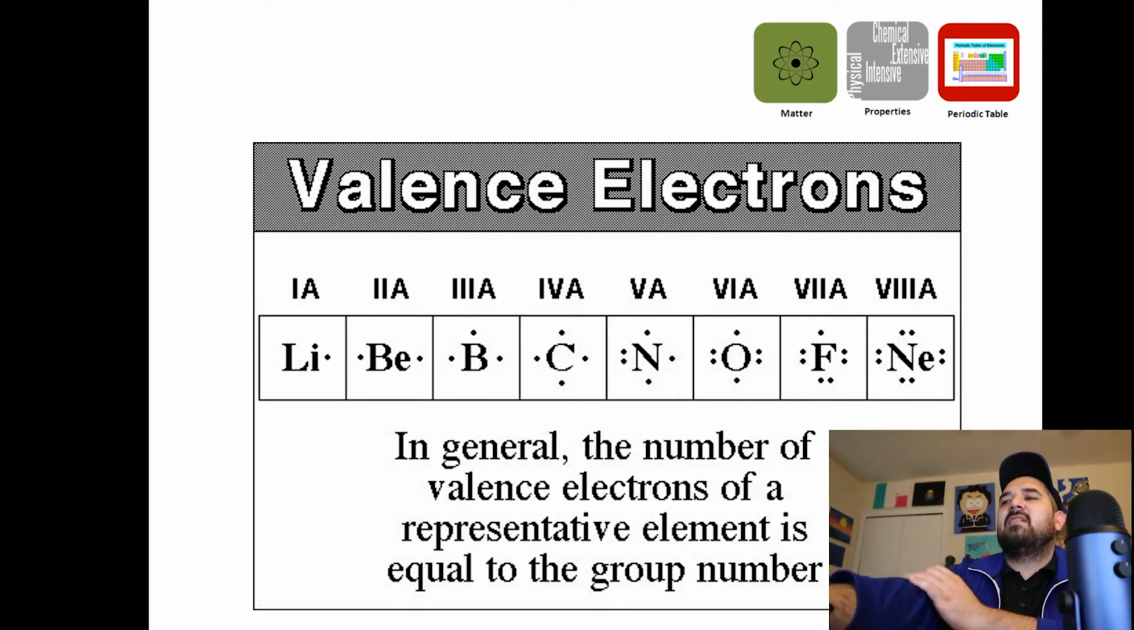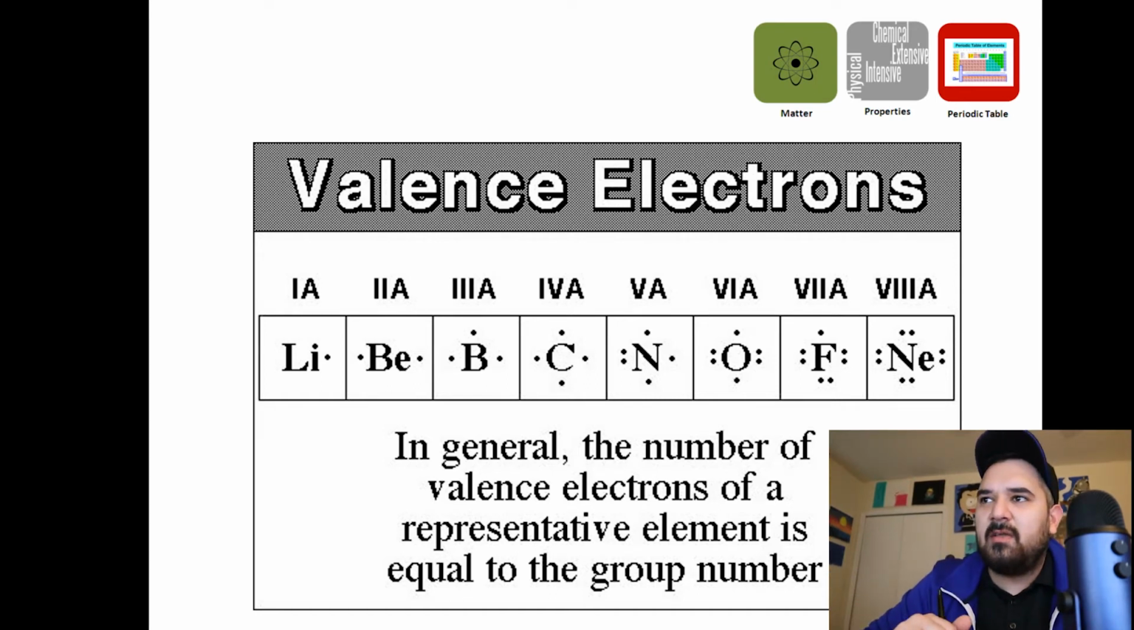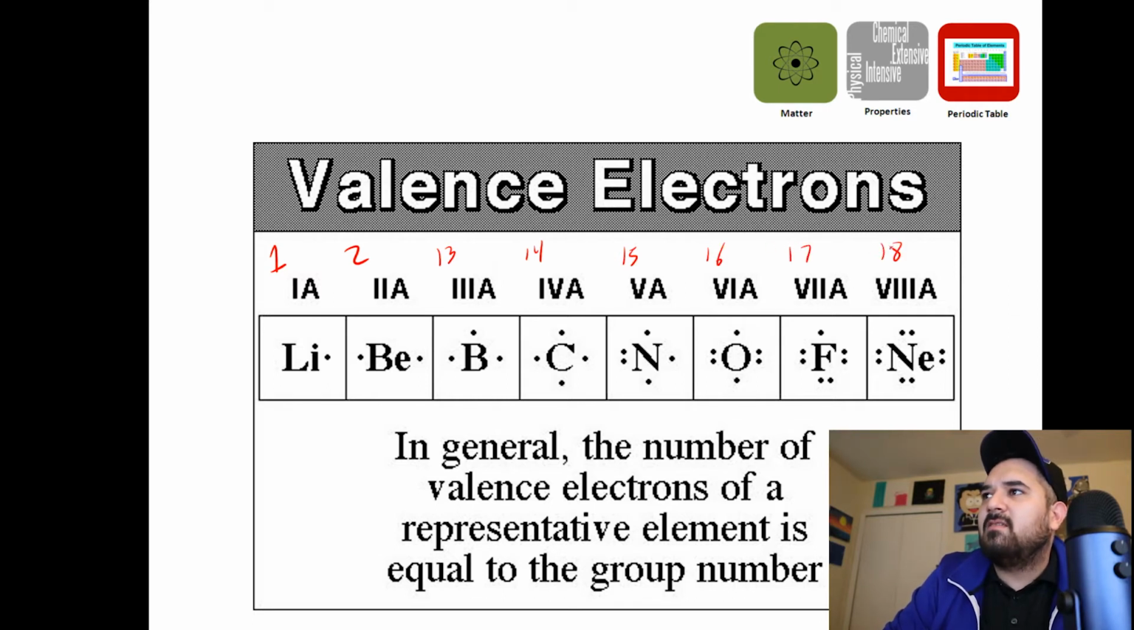All right, so valence electrons, let's talk about charges real quick. So this is group 1, group 2, and then this is group 13, 14, 15, 16, 17, and 18. Group 18, as you can see, has 8 electrons in its outermost shell. So this is neutral, it has no charge. But let's come back over to this side.